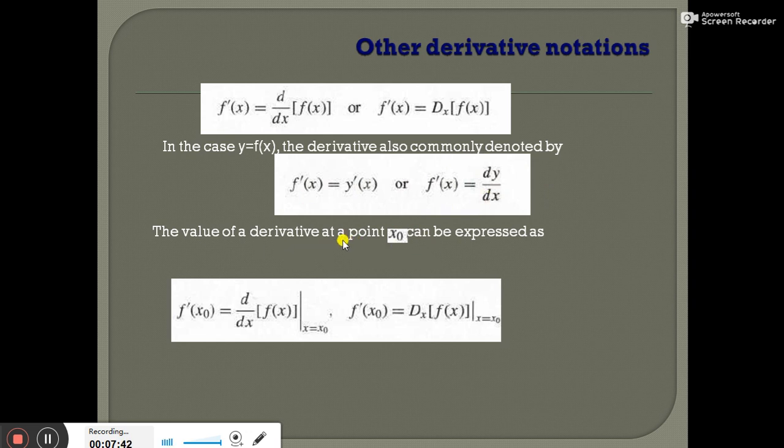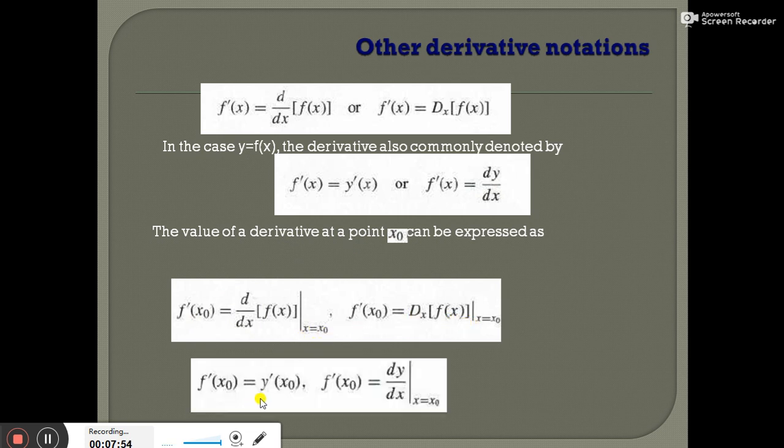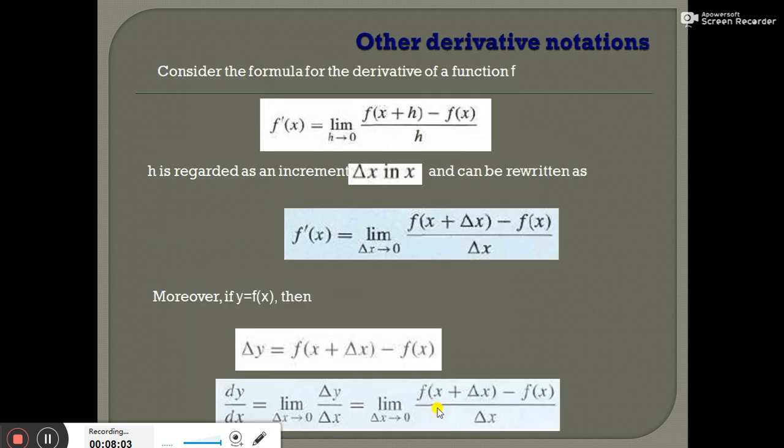And now the value of the derivative at a point x naught. That means f'(x0), d/dx f(x) at x = x0, which we have to write in the same way here. In terms of f'(x0), we have to write y'(x0) or f'(x0), dy/dx at x = x0.